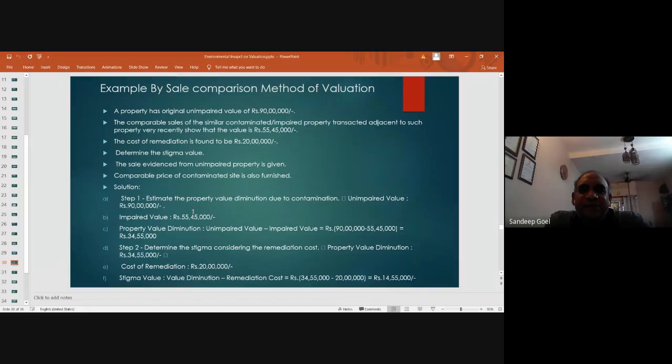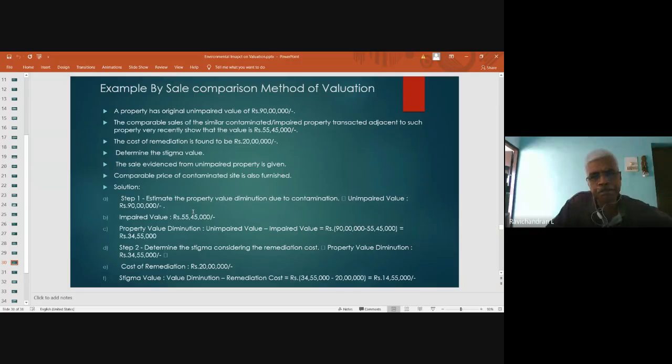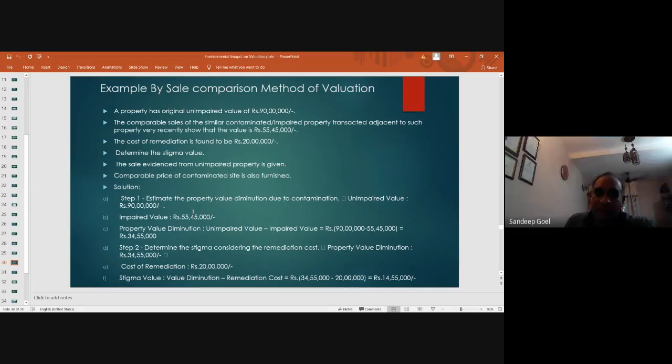The sale evidence for unimpaired property is given. Comparable sales of the contaminated site are also furnished. Solution step 1. Estimate the property value deviation due to contamination. Unimpaired value is how much? 90 lakh. You got my point? Impaired value, less in value. How much value has reduced? 90 lakh minus 55 lakh 45,000. Do you have calculators with you? How much is there? 34 lakh 55,000 is the diminution in value.